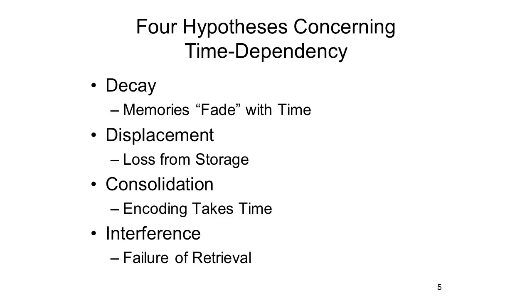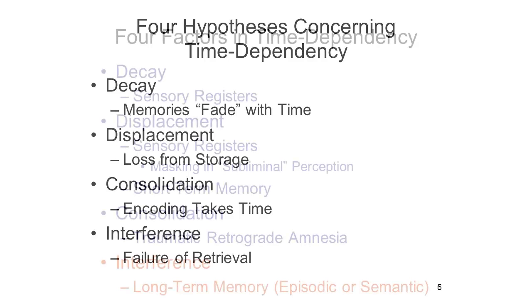Whereas the decay, displacement, and consolidation theories of time-dependent forgetting interpret the phenomenon as a loss from storage, the interference theory basically says that time-dependent forgetting represents a failure of retrieval. The memories are still available, they haven't been lost from storage, but interference among memories makes it difficult to retrieve the memory that you're interested in, and this interference builds up over time.